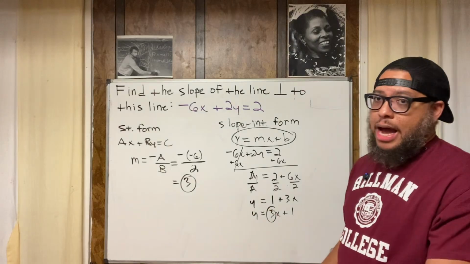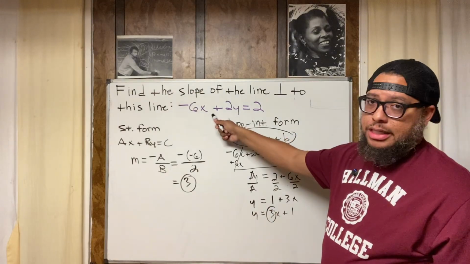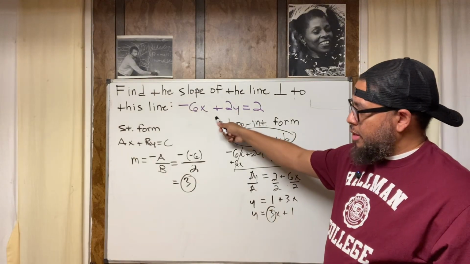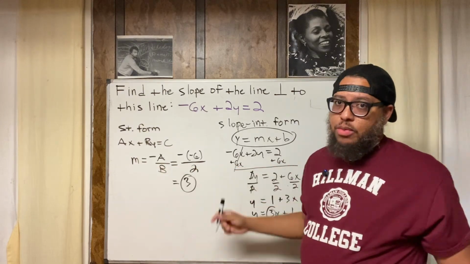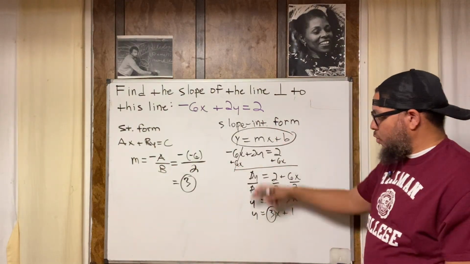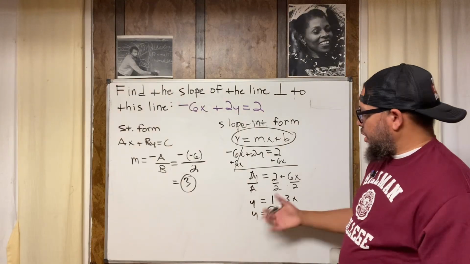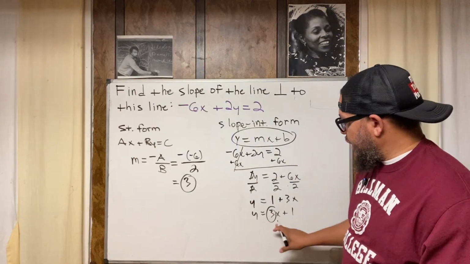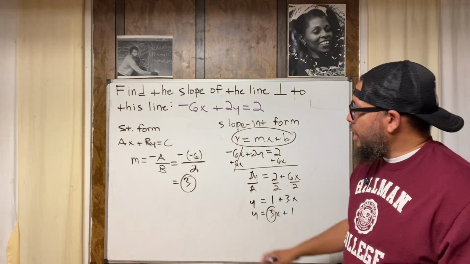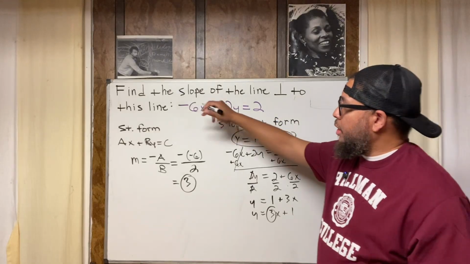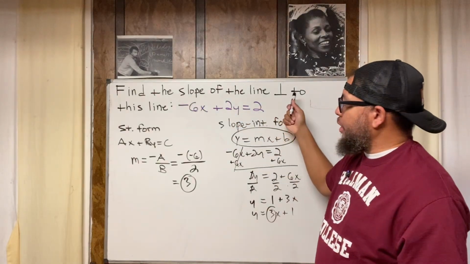So like I said, if you got the option and your equation is in standard form, go ahead and do this. If your teacher wants you to solve for y and put it in slope-intercept form, then follow their instructions and do that. But you notice we get the same answer. That's a beautiful thing. Now, that's the slope of this line. Now we're trying to find the slope of the line that's perpendicular to it.